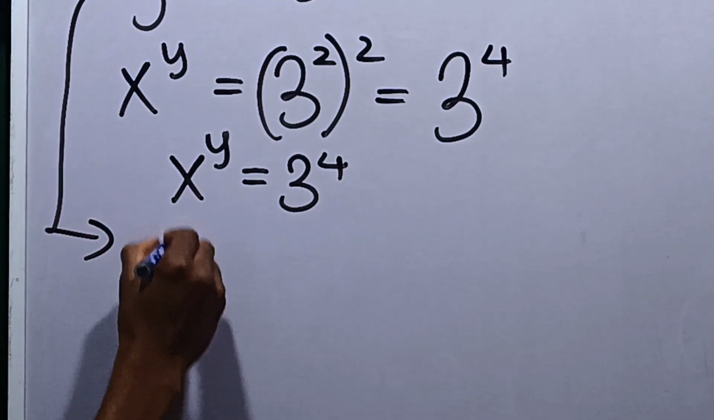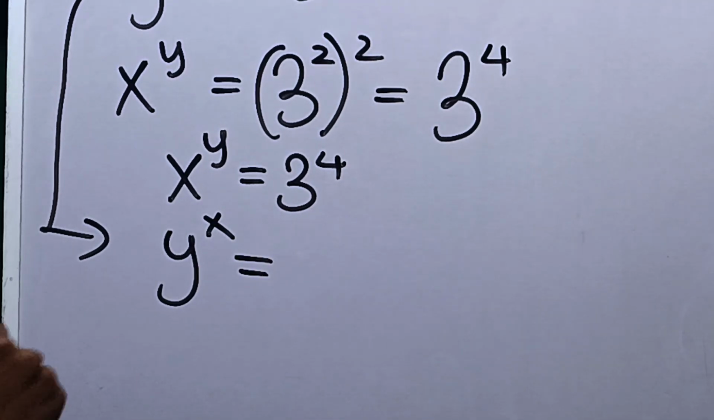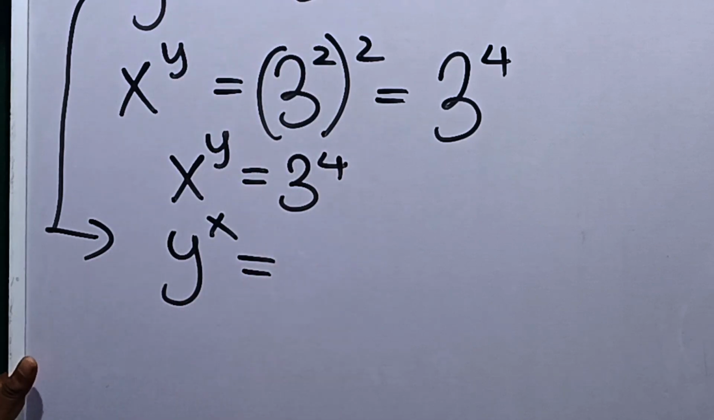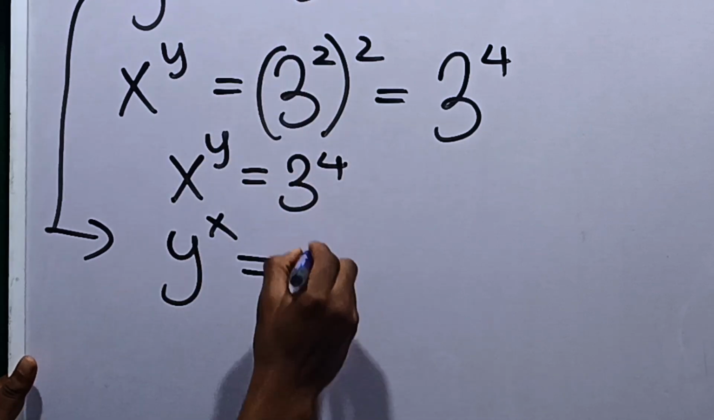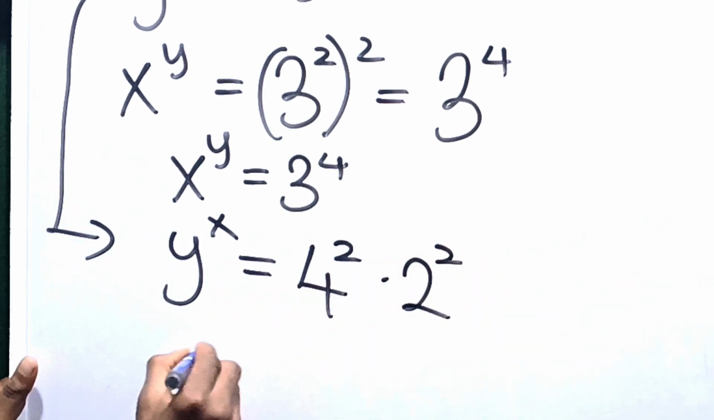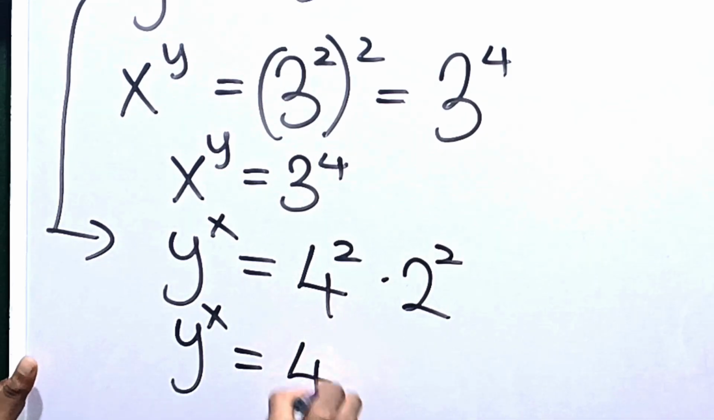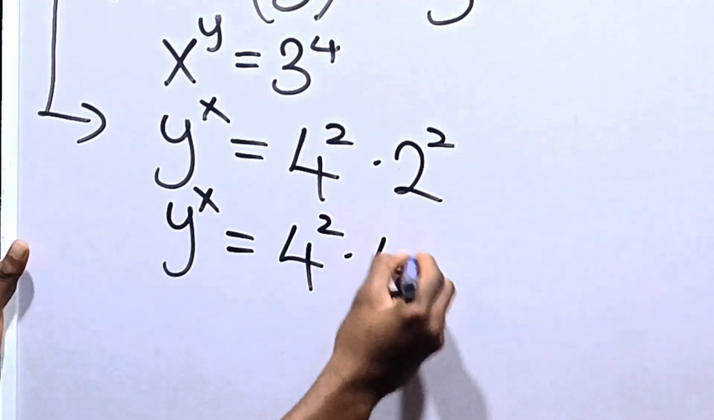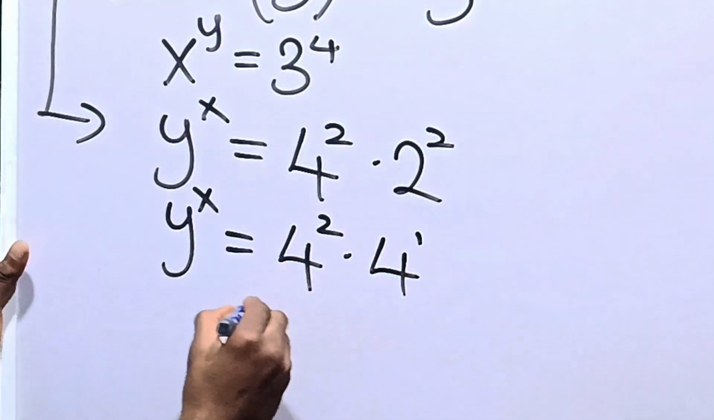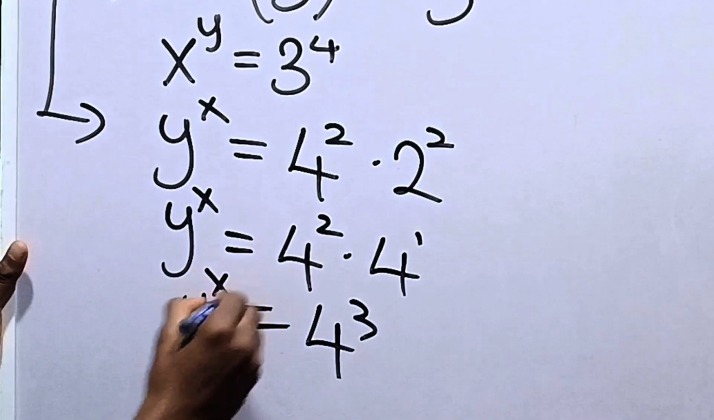Furthermore, for y raised to the power x, we can say that 8 is 4 times 2. So this is equal to 4 squared times 2 squared. Then y raised to the power of x is equal to 4 squared multiplied by 2 squared, which is 4. When the bases are the same, you add the powers. So this is 4 raised to the power 1 plus 2, and 1 plus 2 is 3. So we have 4 raised to the power 3 equal to y raised to the power of x.